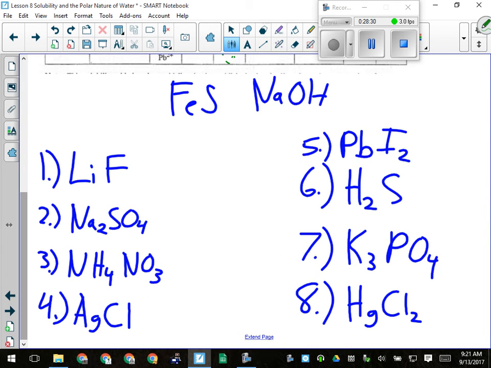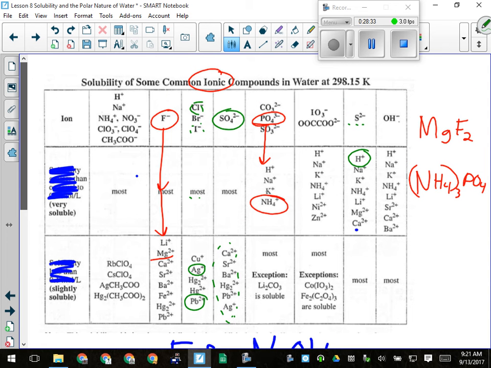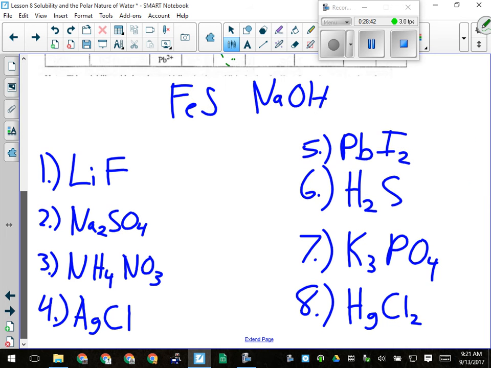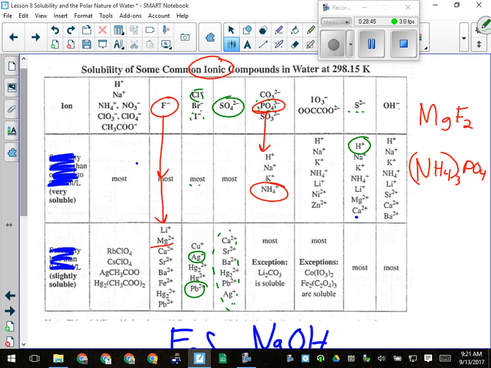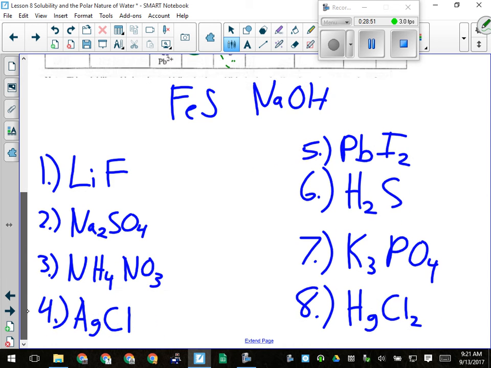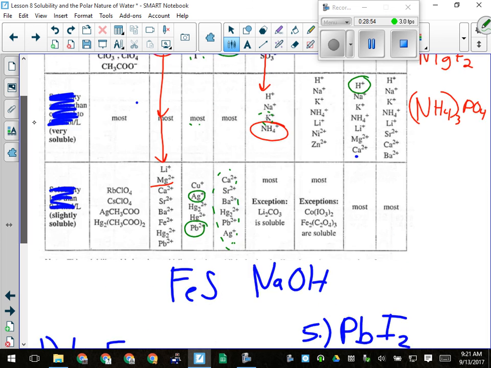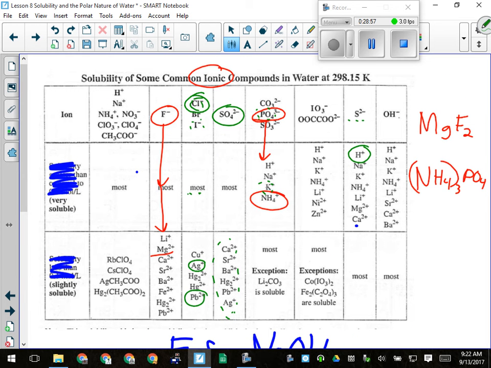And then we've got potassium phosphate. So I look for phosphate, okay, and phosphate is right here, right? It says it's soluble with most things, okay? Whoops, sorry. It says it's soluble with K. So this one would be soluble. And then last one, we've got mercury 2 chloride. So chlorine, again, is right here, soluble with most things, but I can see that mercury 2 plus is here, Hg2 plus, so that stuff is not soluble. All right, everybody follow how that chart works?